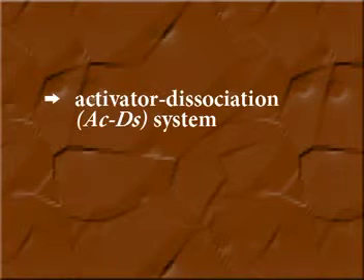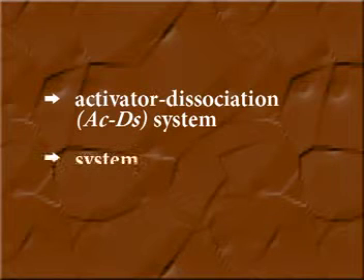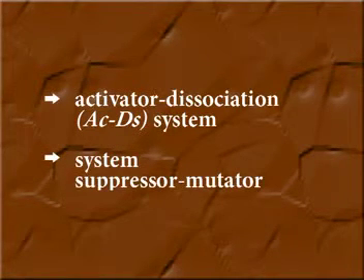Some of the most popular controlling elements found in maize are the Activator-Dissociation, that is the Ac-Ds system, and the Suppressor-Mutator, that is the Spm-dSpm system. The number, type and location of these elements are characteristic of each maize strain.